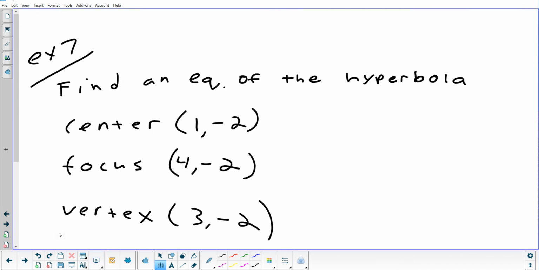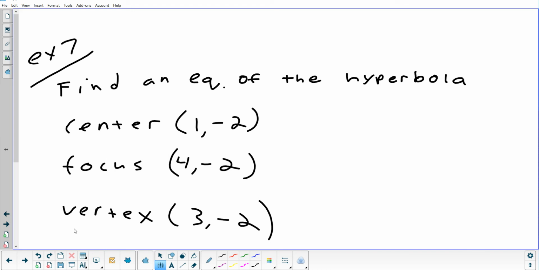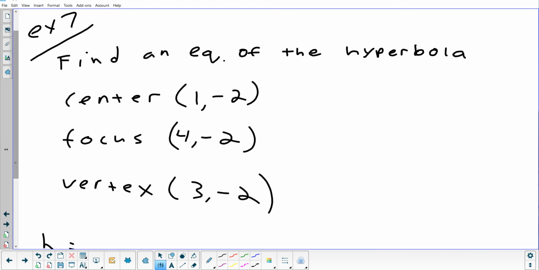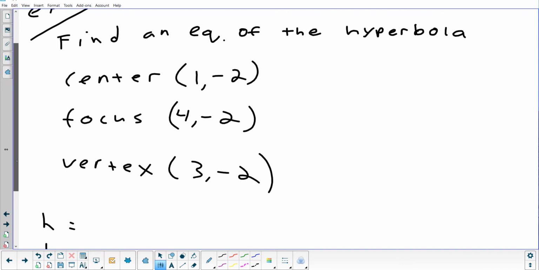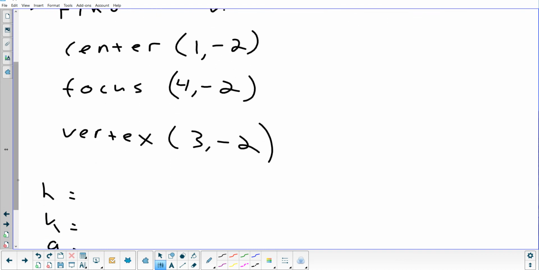All right, let's try this one. Find the equation of the hyperbola. So how many letters do we have to find? Five: h, k, a, b, c. So we have to find five letters. Four out of five are going to be pretty quick. What's h? 1. What's k? Negative 2.